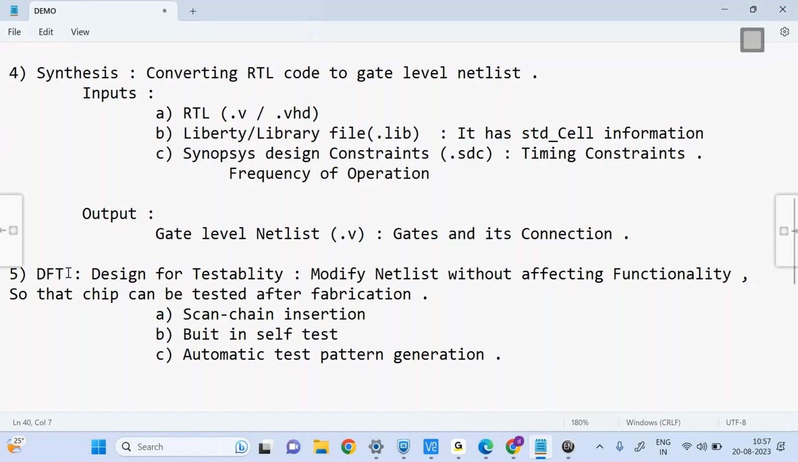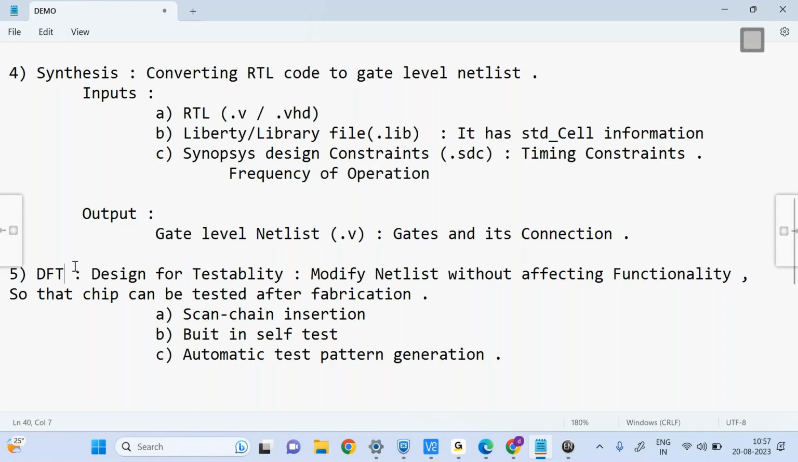They make the design ready for testing purposes. That is called design for testability. Modify the design in such a way that the chip can be easily testable. That is called DFT.